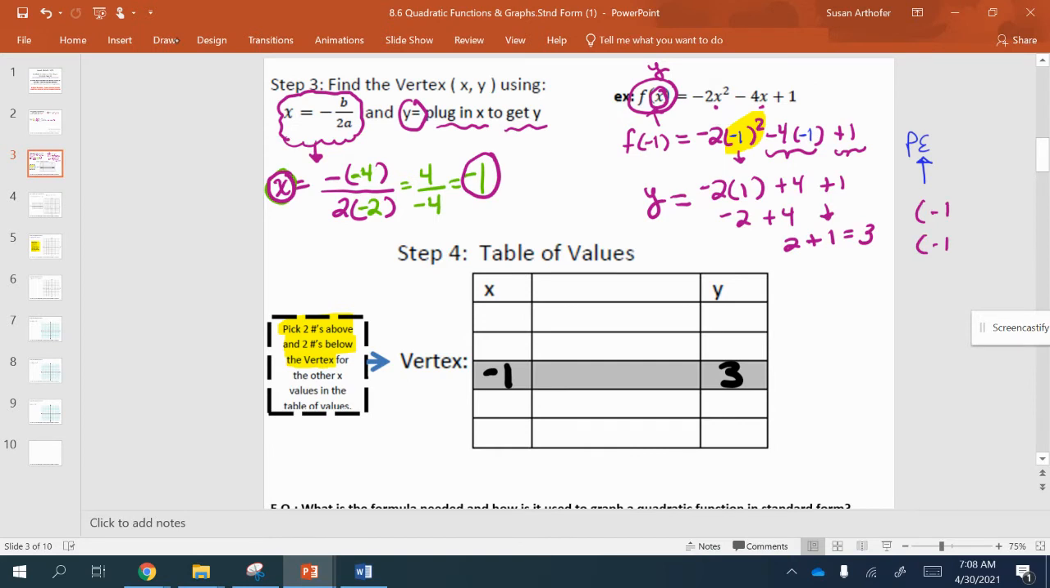So think about the number line. We're at negative 1 right here on the x values. If you go below, it's negative 2 and negative 3. So we're going to go negative 2 and negative 3. And if we go above, we're at 0, 1, and 2. Oh, sorry, we just need 0 and 1.